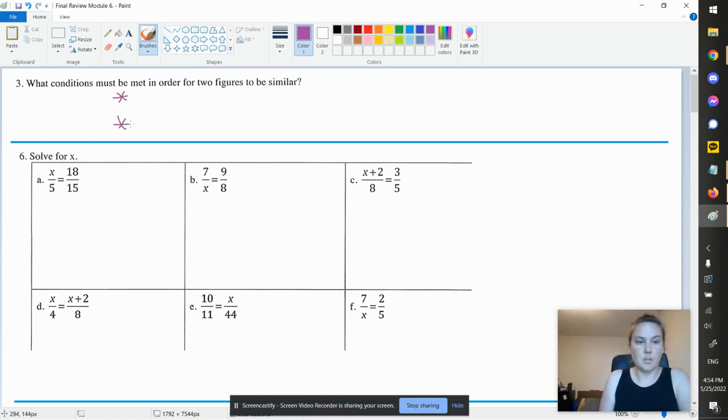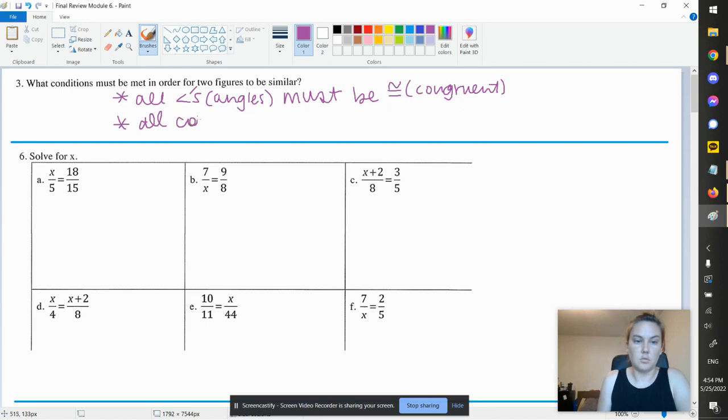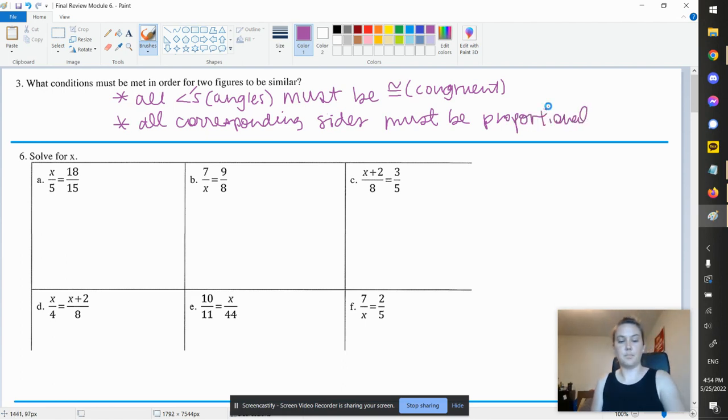There's two things that have to be true. All angles, and I'll write this symbol for angles a lot, all angles must be congruent, so the exact same. And all sides must be proportional. All corresponding sides must be proportional. Great. So angles totally equal, sides have a scale factor that's the same between each pair of sides.